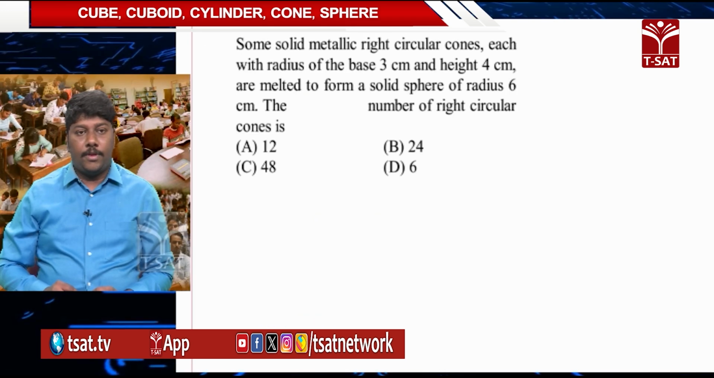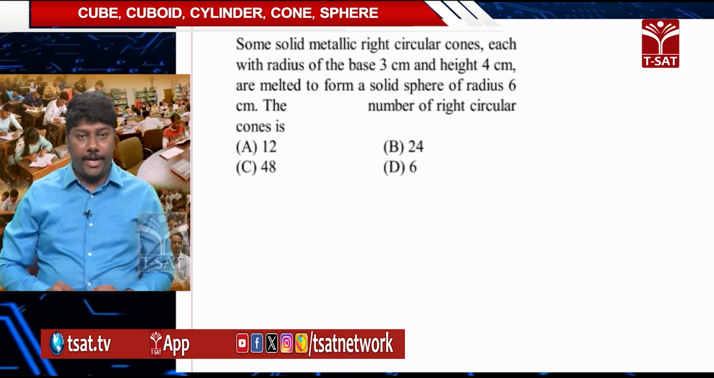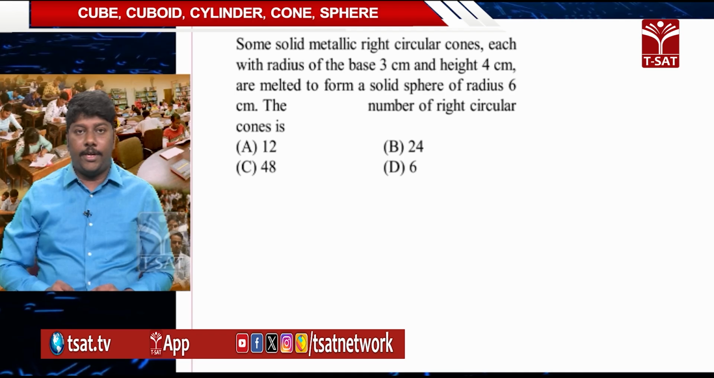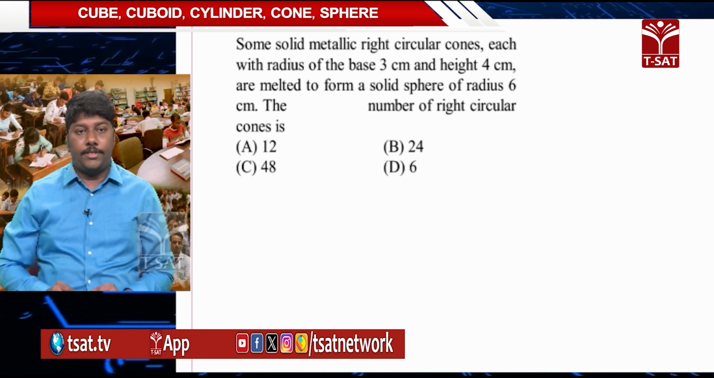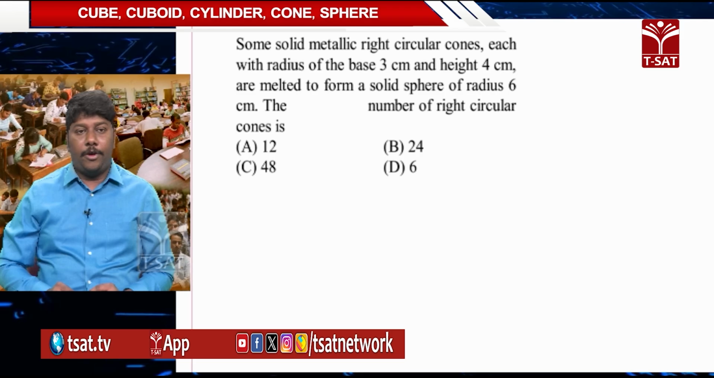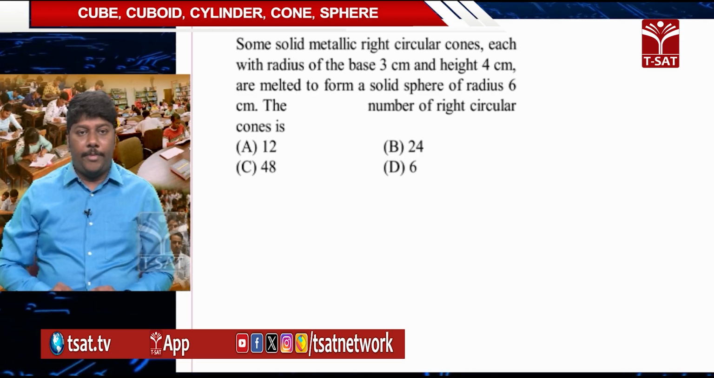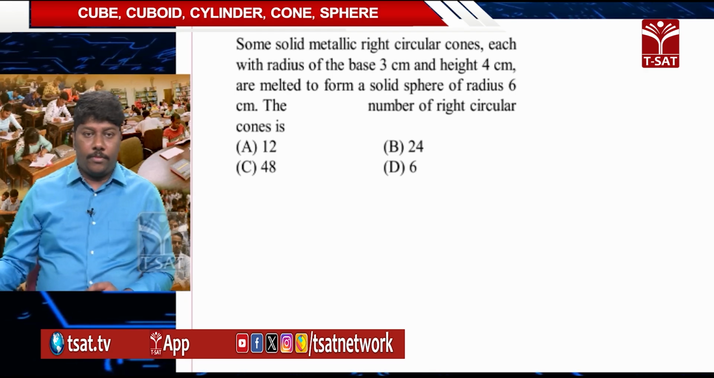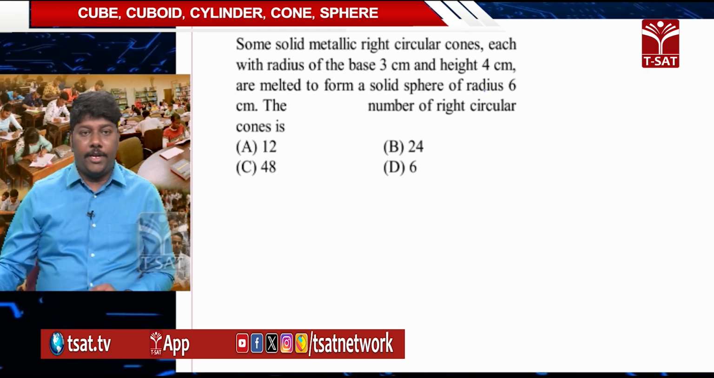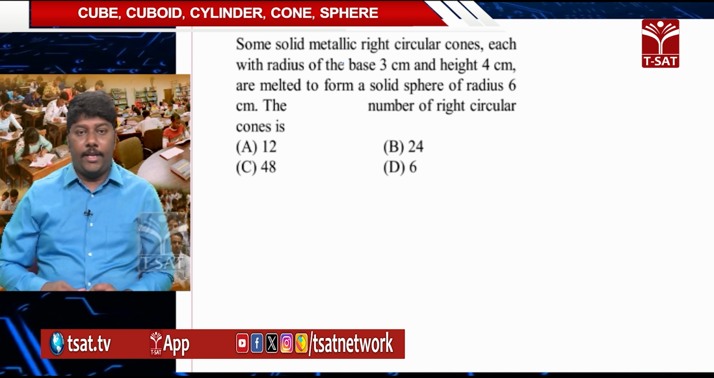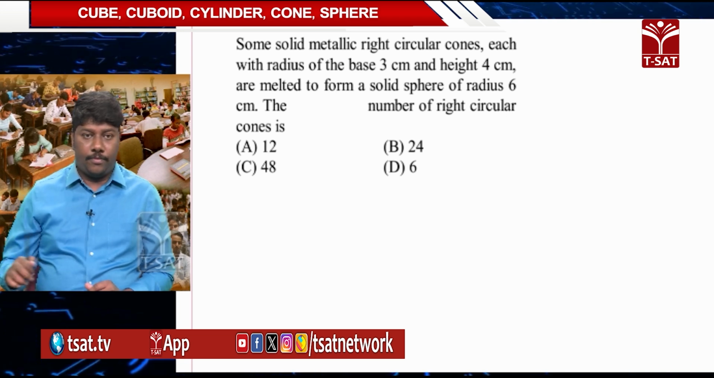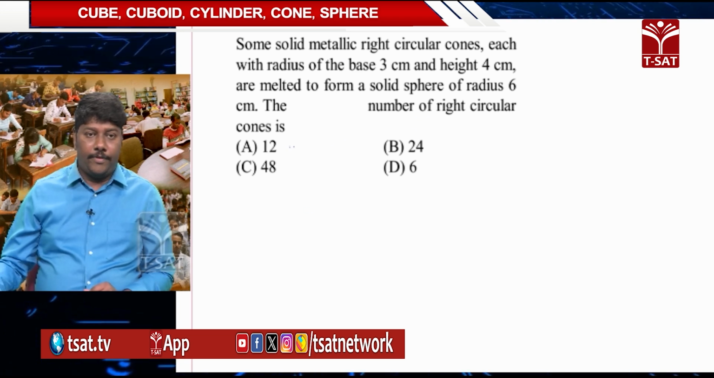Look at this question. Some solid metallic right circular cones, each with radius of base 3 cm and height 4 cm, are melted to form a solid sphere of radius 6 cm. The number of right circular cones is? So solid metallic right circular cones, you are melting them and forming a sphere. He is asking you the number of right circular cones.